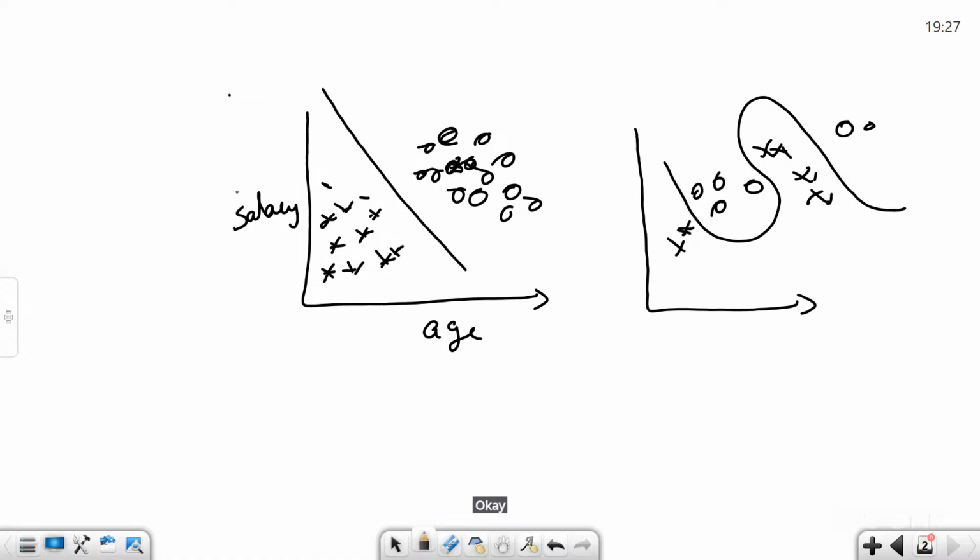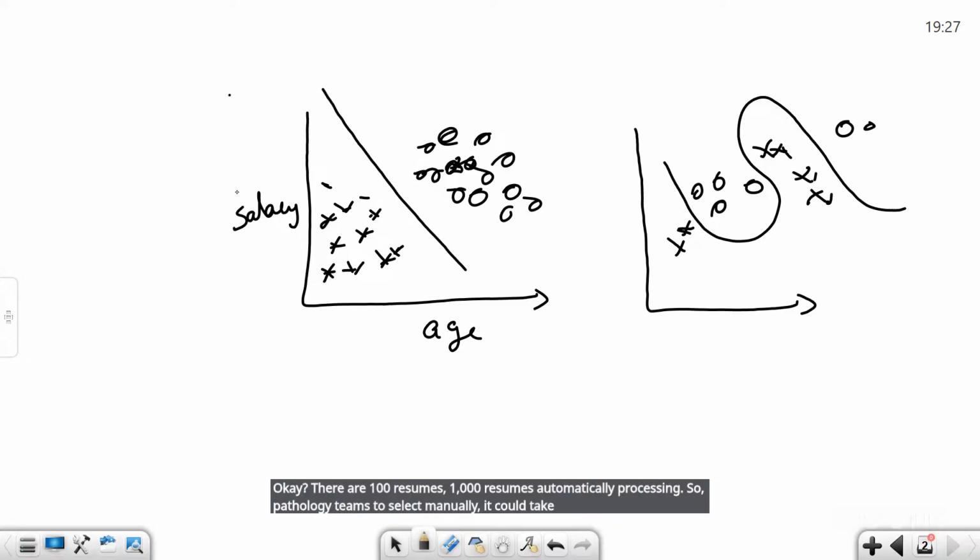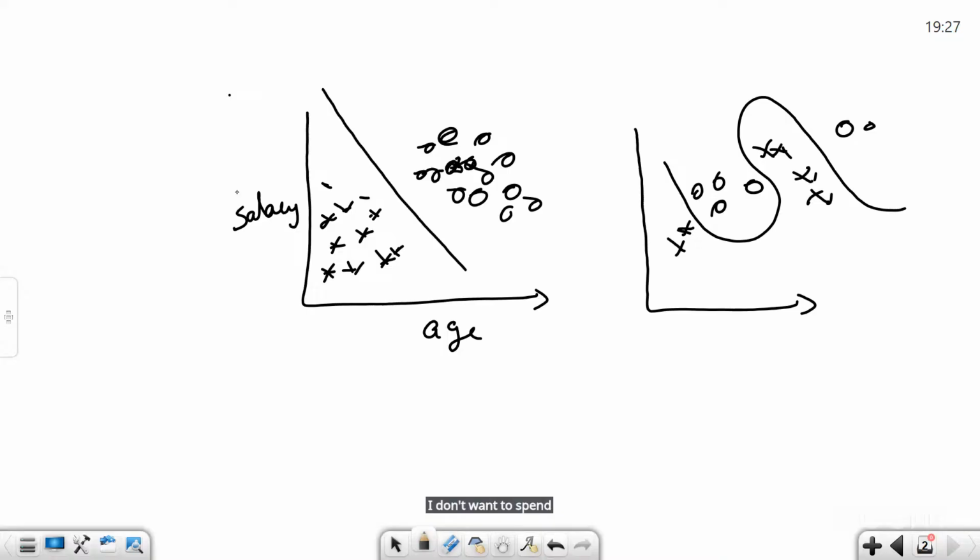So they will use some data. Let's say, for example, you are working for a hiring company. They will give you some resumes and ask which are the best-fit resumes for the requirement. They give 100 or 1,000 resumes, and it processes them automatically. Selecting 1,000 resumes manually could take 2 or 3 days, maybe 1 week. I don't want to spend that much time. I want it done within one day or half an hour.